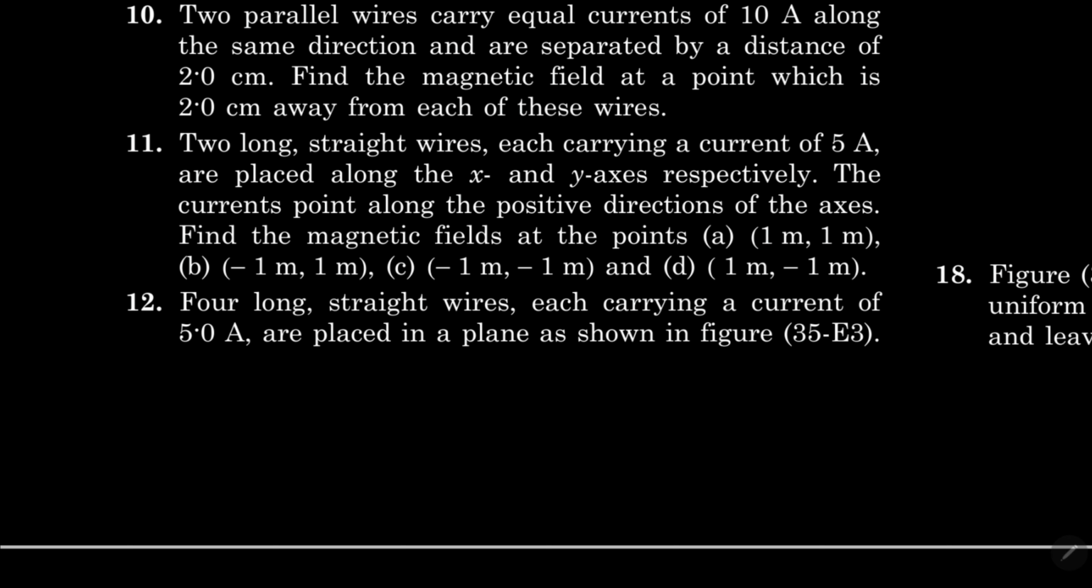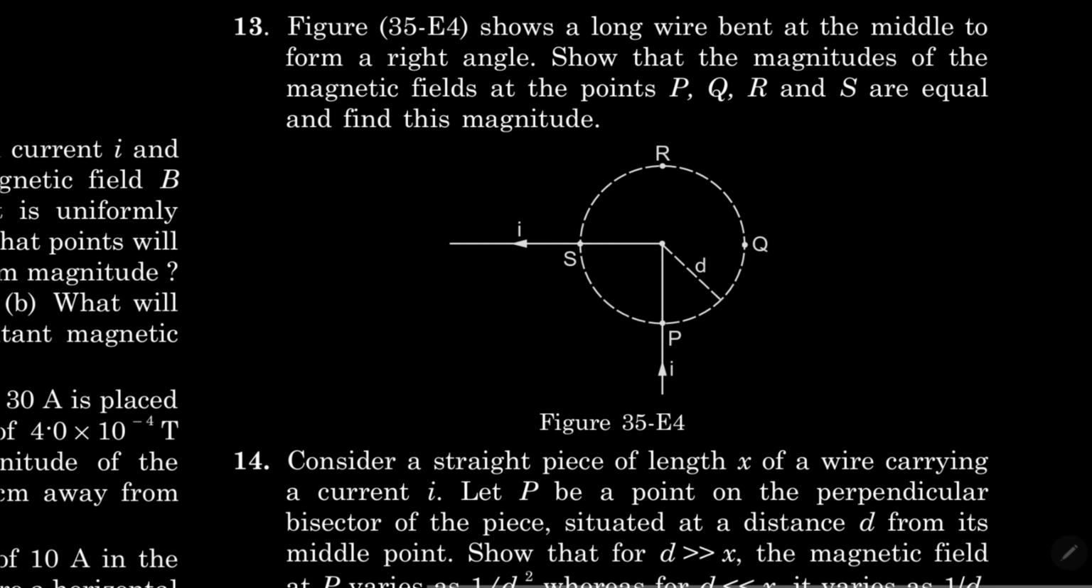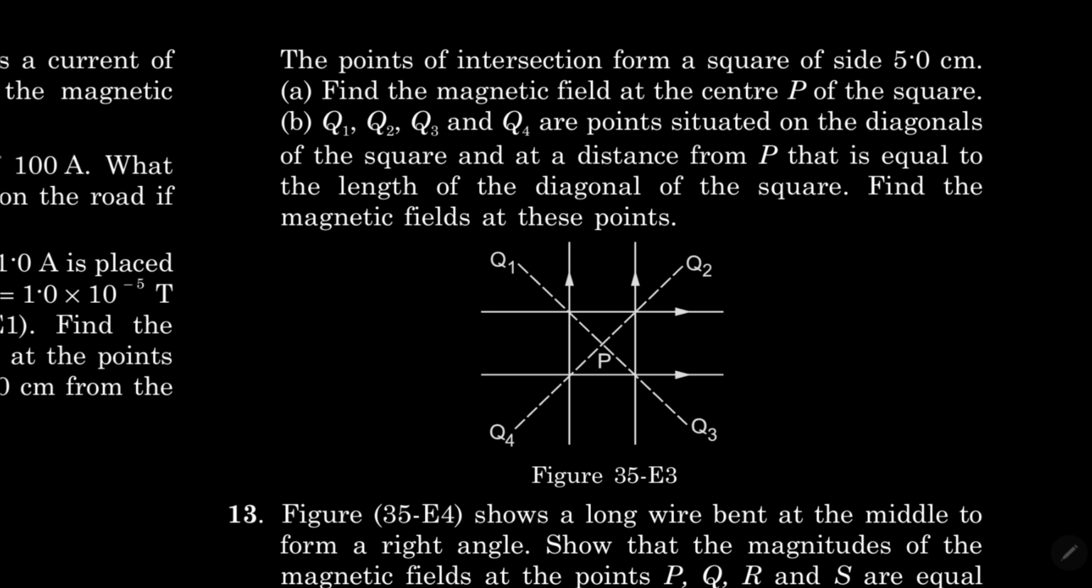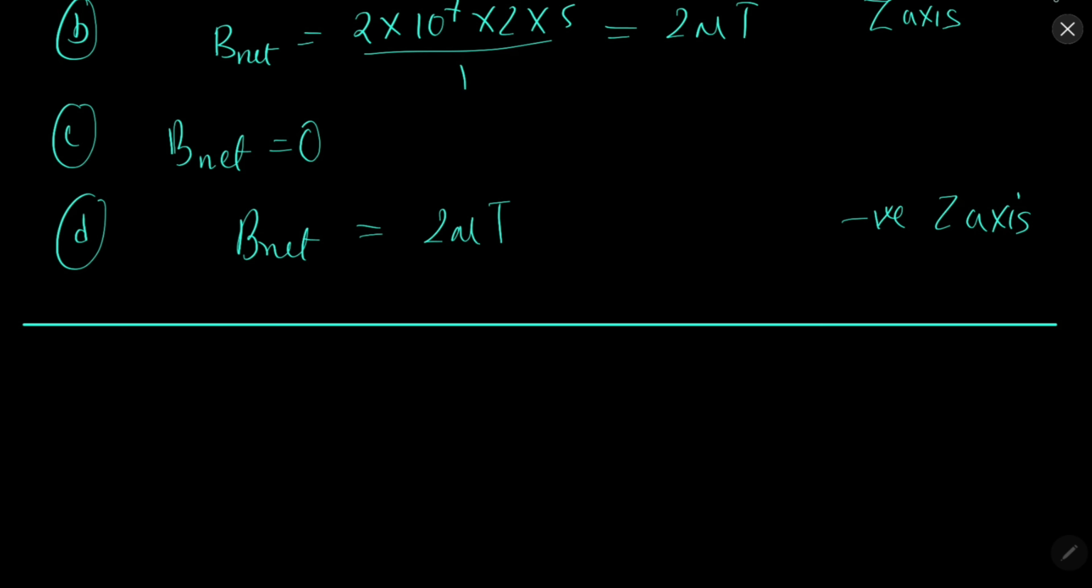In question 12, 4 long straight wires are given. This is the figure. Find the magnetic field at the center P, and if Q1, Q2, Q3, Q4 are points on the diagonals, find the magnetic fields at these points. Solution 12, A part.